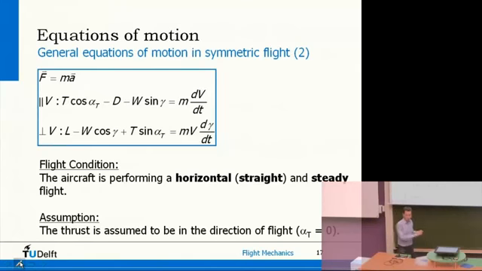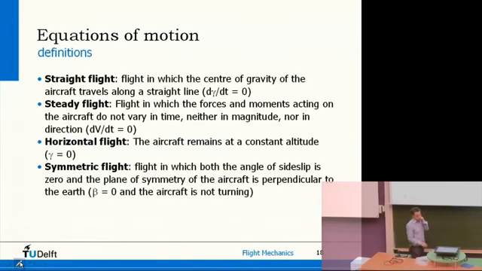So this is general: climbing, descending, accelerating flight. But now we're going to look at a flight condition where the aircraft is performing horizontal and steady flight. I put those words in bold simply because these statements are statements you will get on the exam. For example, the aircraft is flying horizontally, and then you must know what horizontal exactly means. So these are four definitions. They are fairly easy to understand, but you have to know what they are.